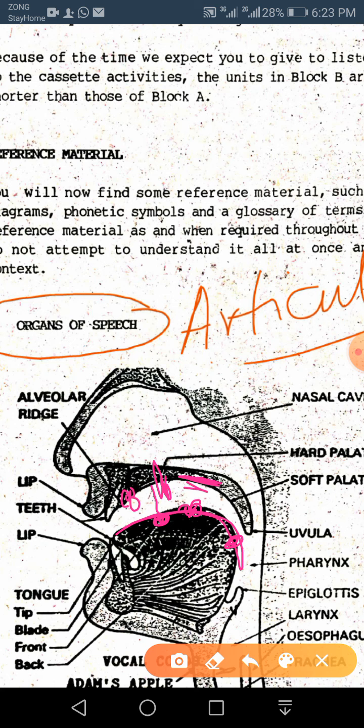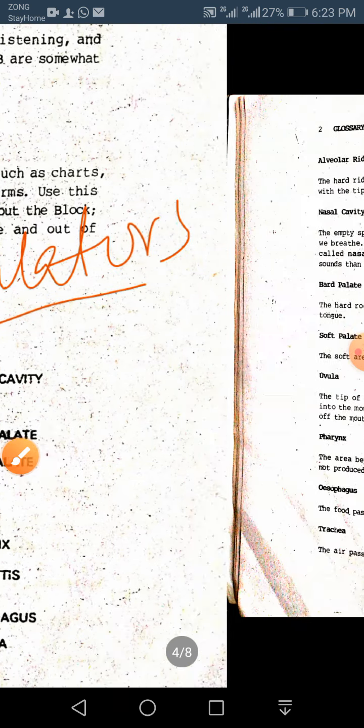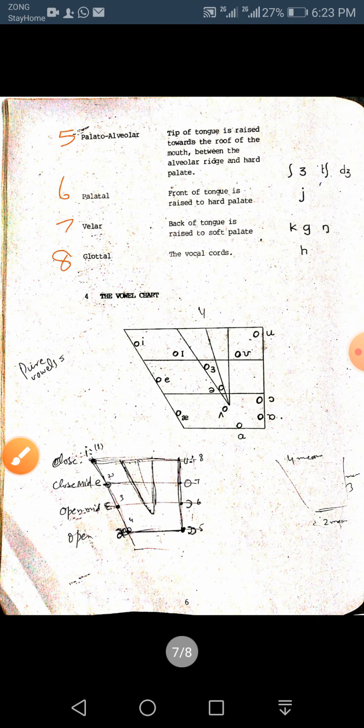So this is palatal. Sounds produced here are known as palatal, and here at the alveolar ridge, alveolar sounds. The sounds between these two are known as palatal alveolar, or alveolar palatal, or post alveolar. Post alveolar means here. So let me take you to the place of articulation here.